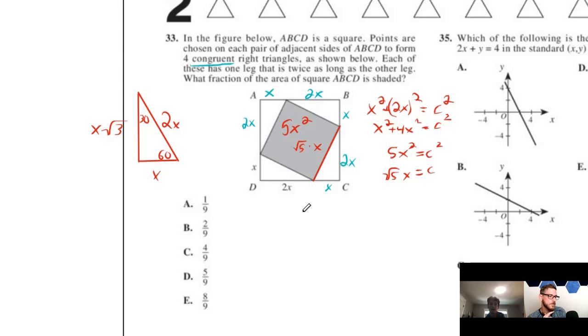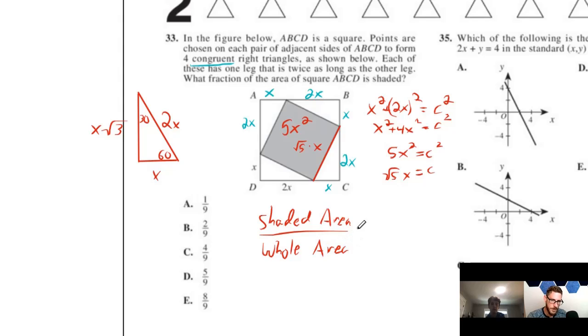Like how much isn't shaded? Yeah, we could do that. Actually, that's going to be a little harder and a little more indirect. What we really need to know is the area of the entire square, because the question is what fraction of the entire square is shaded. So the answer we're looking for is the shaded area divided by the whole area. That's the fraction we're looking for.